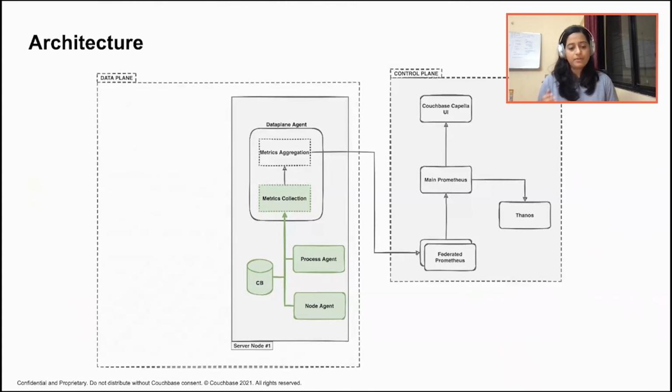So for example, on the Couchbase Capella UI, when you go on the dashboard and you select a metric to be displayed, it displays a graph. To do that, the metric collection logic gets triggered, which goes and collects metrics from each of the metric emitters, like the process agent, the node agent, and the Couchbase processes.